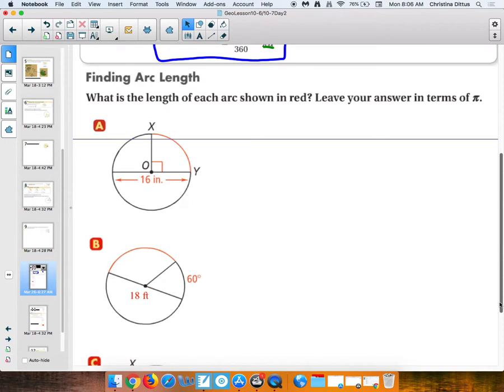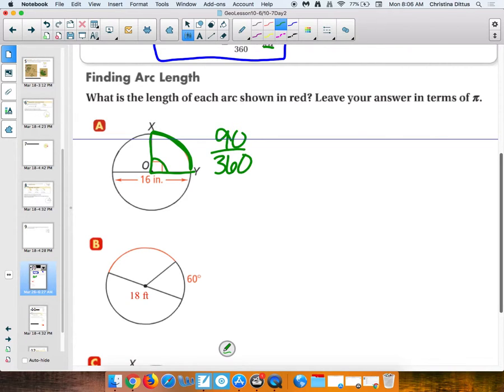So if I look here, XY is the arc we're looking for. So what would be the angle measure associated with XY? 90. So we're pulling out this 90. So I take 90 divided by 360. And then do I have a radius or diameter? A diameter. So I'm going to use 16 times pi.